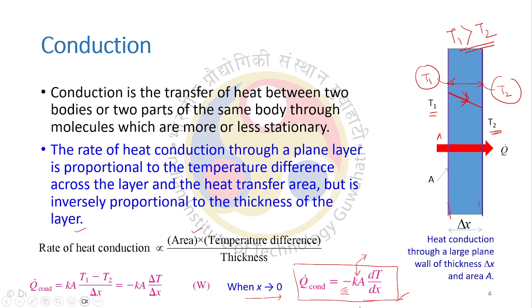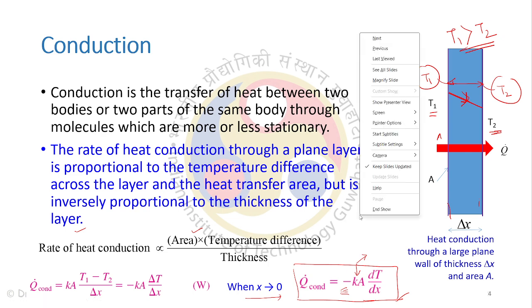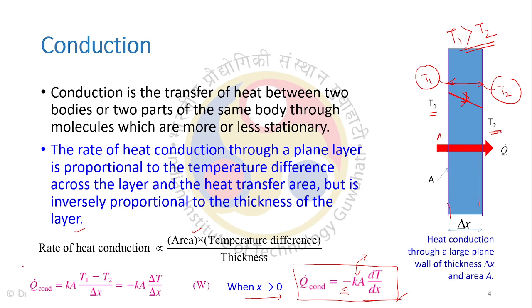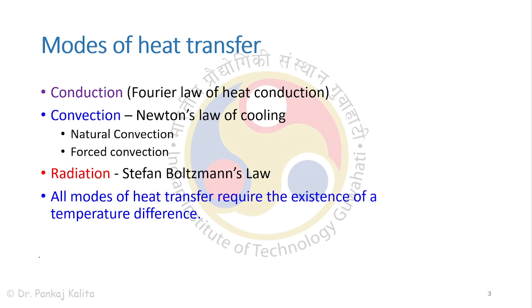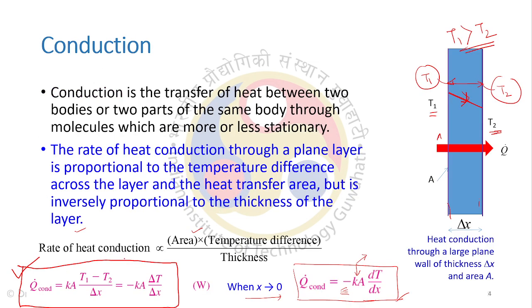Okay, now the equation that you need to remember is this equation. This is the equation for heat transfer. It is given by Fourier's law of heat conduction, where it says that the rate of heat conduction is directly proportional to area and temperature difference, and inversely proportional to thickness, in the direction of heat conduction. So this is the formula that you need to remember.